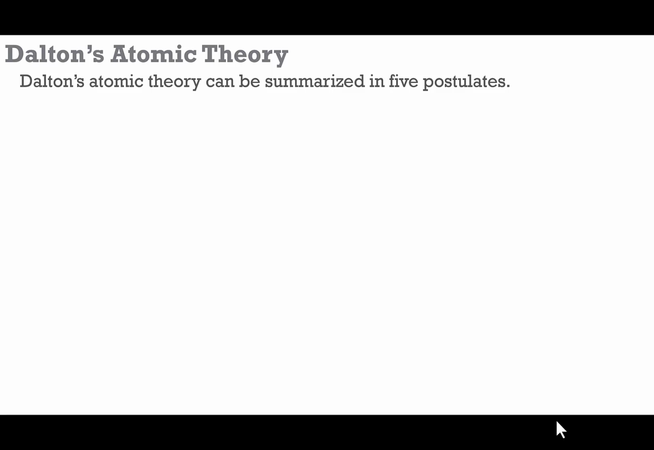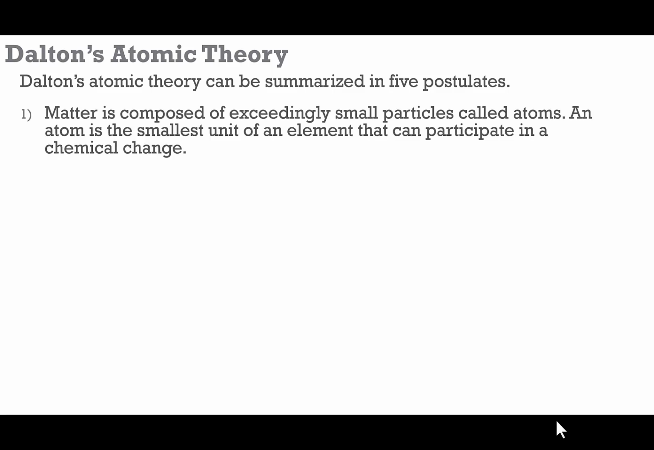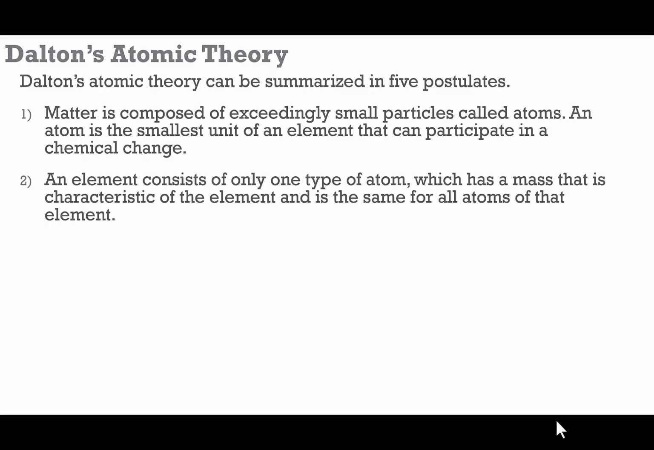The 5 postulates can be summarized as follows. Matter is composed of tiny, exceedingly small particles called atoms, and the smallest unit of a particular element is the atom. Anything smaller than that doesn't retain its chemical properties. An element consists of only one type of atom that has a mass that is characteristic of that element, and this is the same for all of the atoms of that element.